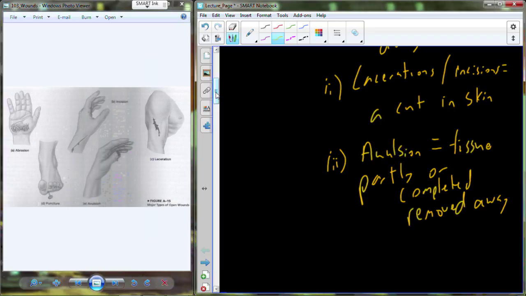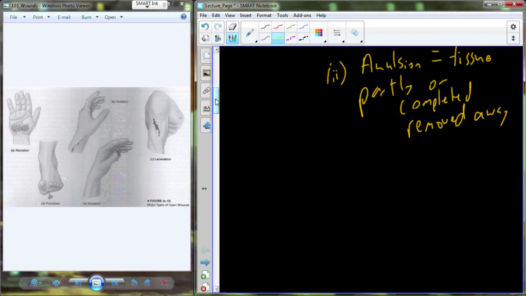Maybe you're working with your table saw down in the basement and things get a little hairy and the blade doesn't only cut wood, it also pops that finger off. That would be an avulsion.